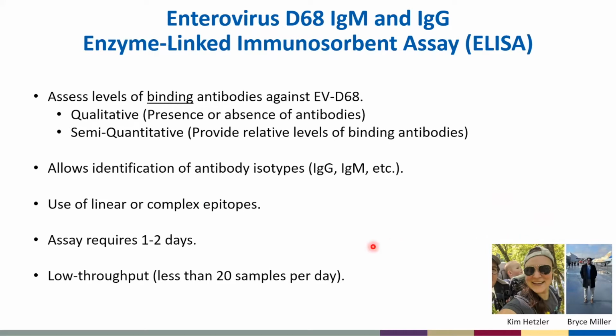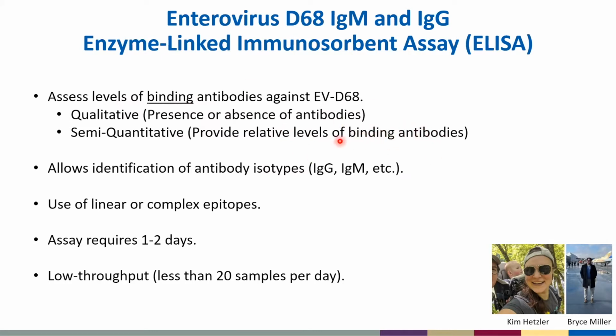The ELISA will again detect levels of binding antibodies, and I want to distinguish the levels of binding antibodies versus neutralizing antibodies, because in the microneutralization assay, you really are focused on antibodies that are going to prevent the virus from infecting a cell, whereas here we don't actually know. This is just antibodies that can bind the virus. They may not neutralize or prevent infection. So it's a qualitative assay, so we can see if there's antibodies or not. And it's semi-quantitative, in that we can provide a relative level of the antibodies that are present in the sera.